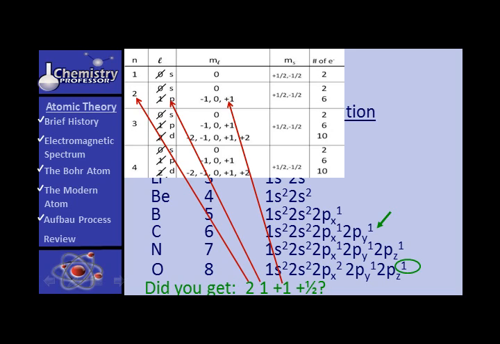Z, that is plus 1. Negative 1 is the px, 0 is the py, and plus 1 is the pz. This is the pz, so it's plus 1. And the plus 1/2, well, right there is where it came from. It's the first electron to enter, and it comes in with a plus 1/2 spin. Got it?